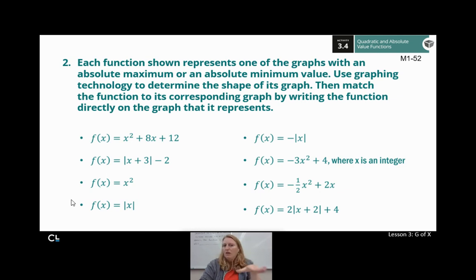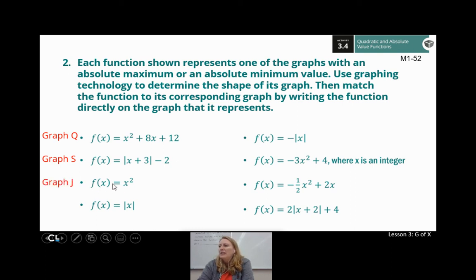All right. I graphed this and I was like, hey, that's graph Q. So I put f of x equals x squared plus 8x plus 12 on graph Q. F of x equals the absolute value. You may have had to play around on Desmos and look on that keyboard for that absolute value, but it was there. It may have been abbreviated as abs. But absolute value of x plus 3 minus 2, that's graph S.